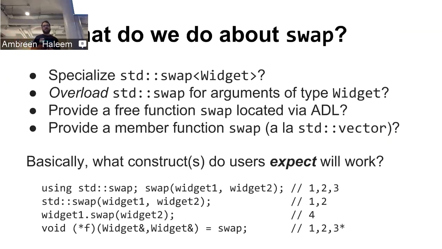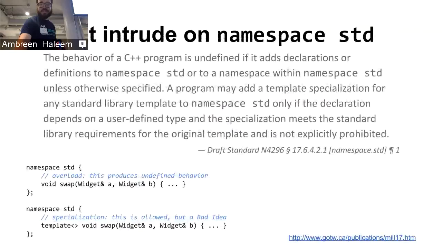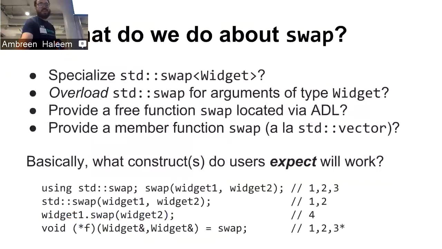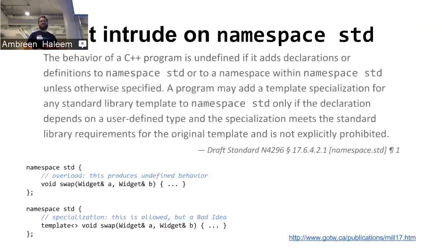So basically, what constructs do our users expect are going to work? Then we need to make those work. Okay, let's talk about the first two of these options, specializing std::swap and overloading std::swap. Specializing std::swap is actually allowed.